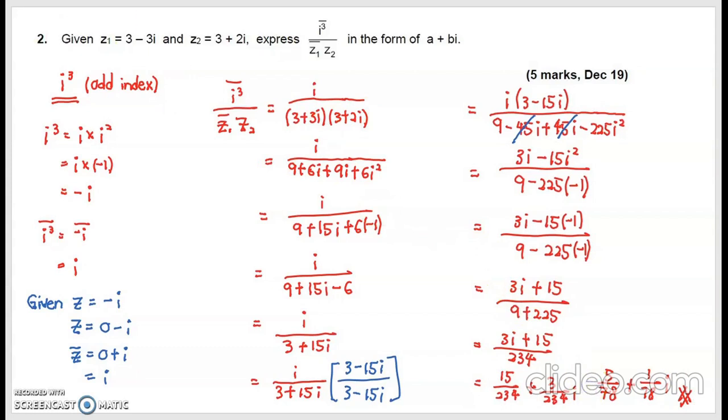So based on this question, first we try to reduce the index of i. After reducing the index of i, we try to simplify. Then in order to change into standard form, we need to multiply by the conjugate. After that, you just expand and simplify, and here is the answer: 5 over 78 plus 1 over 78i. So here is the standard form of complex numbers.